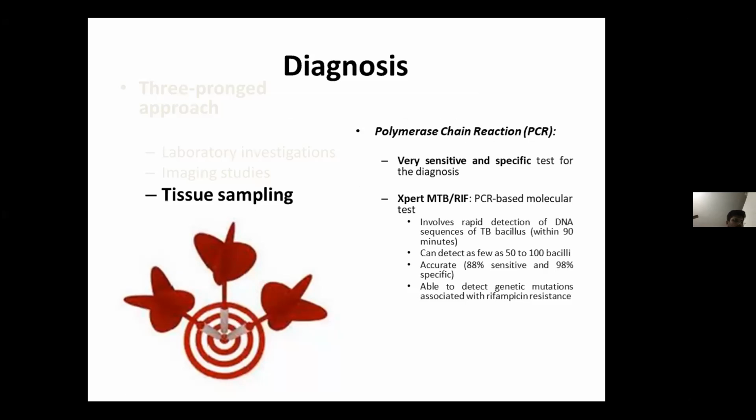Tubercular PCR is a highly sensitive and highly specific test for diagnosing tuberculosis. The GeneXpert is a PCR based molecular study, and in as little as 90 minutes we can do a rapid detection of the DNA sequences of tubercular bacilli. TB is a paucibacillary disease, and this can detect as few as 50 to 100 bacilli. It's highly accurate, with good sensitivity and specificity, and the bigger advantage is that we quickly get to know the genetic mutations associated with rifampicin resistance in these patients. So we can know early on during our treatment itself whether it is possibly a drug-resistant tuberculosis or not.